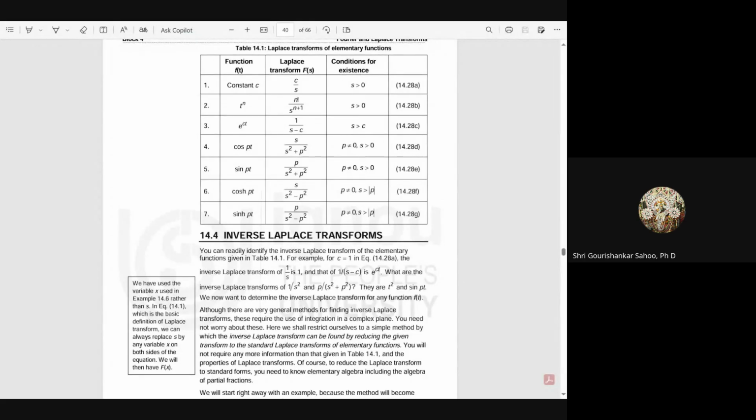Then inverse Laplace transform. Inverse Laplace transform of the elementary function is given in the table as shown on the screen, and your c is equal to 1. So the inverse transform of 1 by s is 1, and that of 1 by s minus c is equal to e to the power ct. So this is the inverse Laplace transform, and it can be found by reducing the given transform to the standard Laplace transforms of elementary functions.